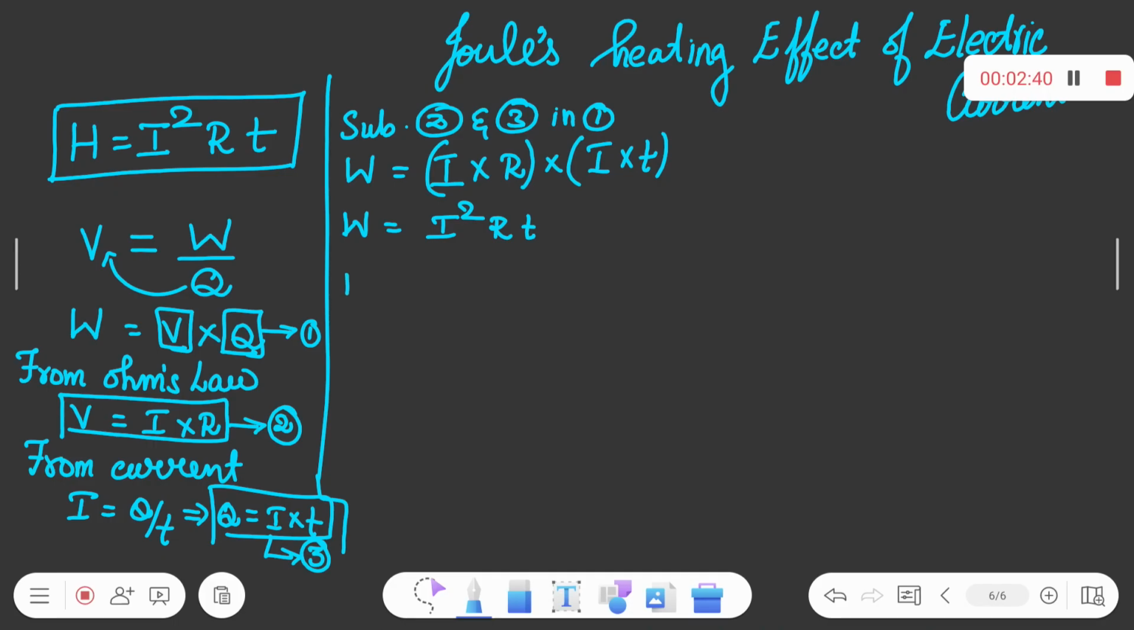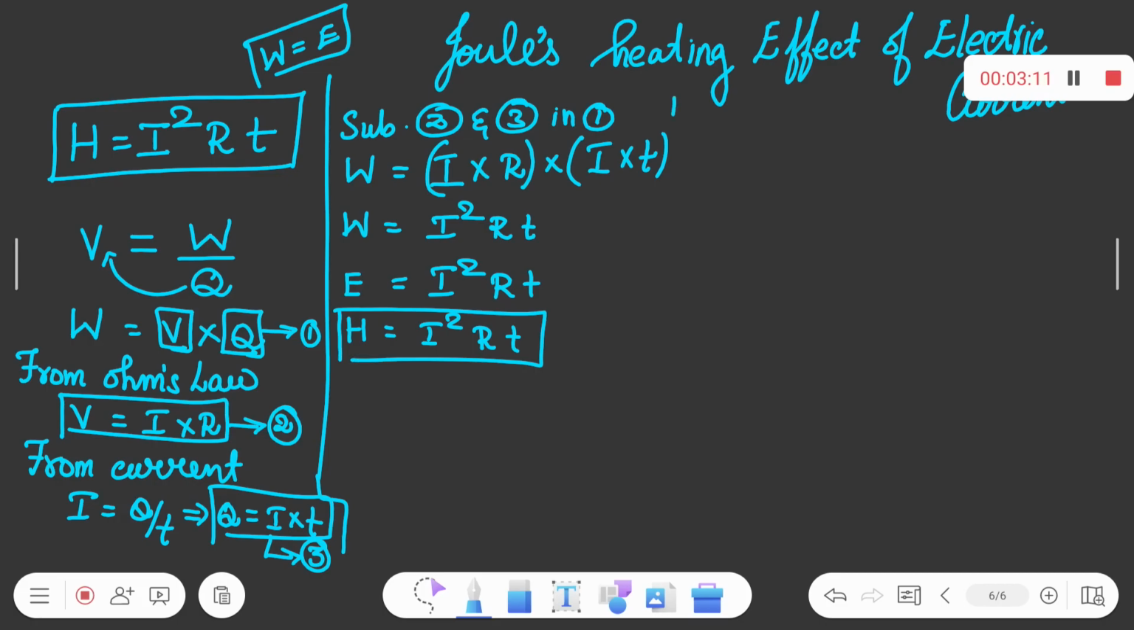So this work done we can also rearrange into energy. Why? Because work we can also write as energy, because energy is defined as the ability or capacity to do the work. So energy is equal to I square R T. What type of energy is it? Heat energy. So H is equal to I square R T.